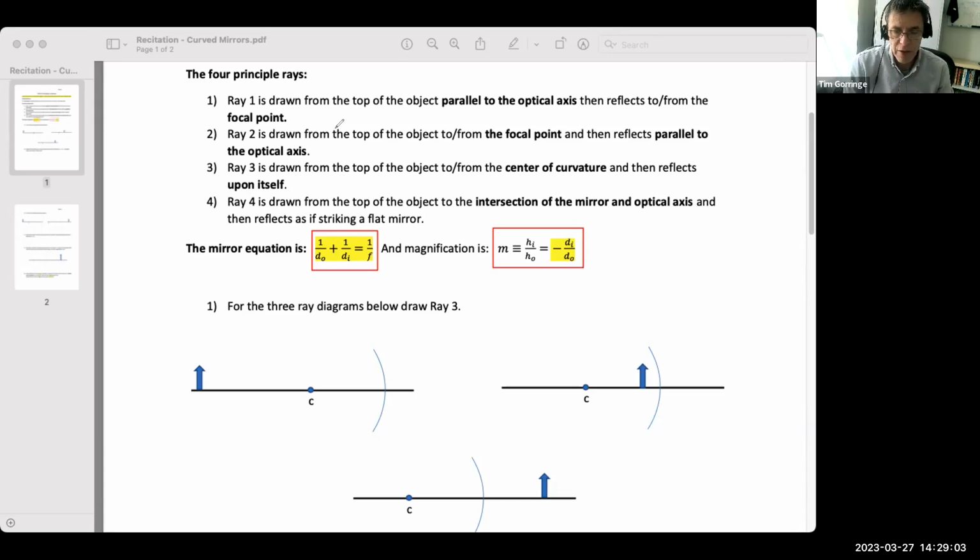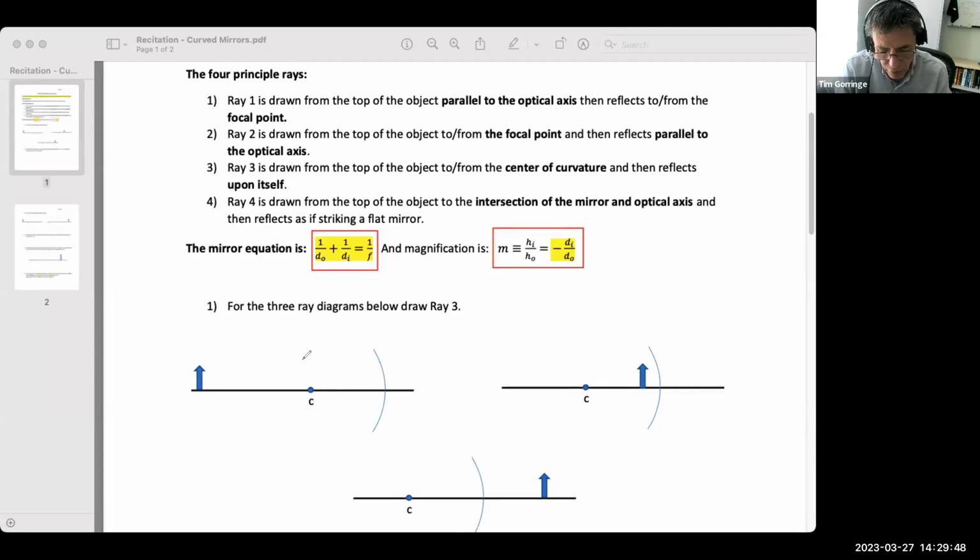Okay, that was a bit of a summary of the various rays that you can draw when you're ray tracing with mirrors. Let's try and answer some of these questions. In question number 1, for the 3 ray diagrams drawn below that all involve a curved mirror and an object, we've got to sketch ray number 3 in this list of rays. That's the ray that goes in through the radius of curvature and comes out through the radius of curvature, or sometimes goes in towards the radius of curvature and comes out of the mirror as if it was coming from the radius of curvature.